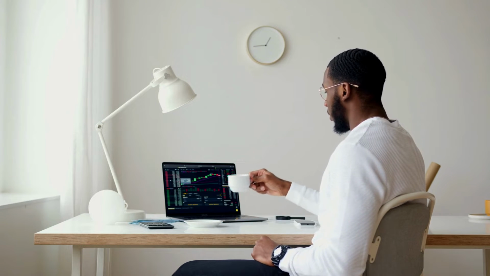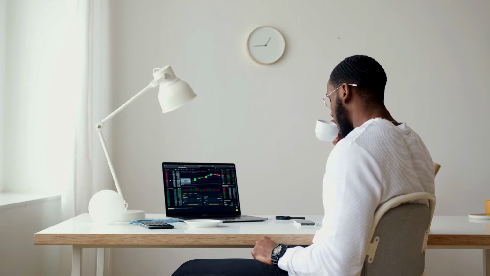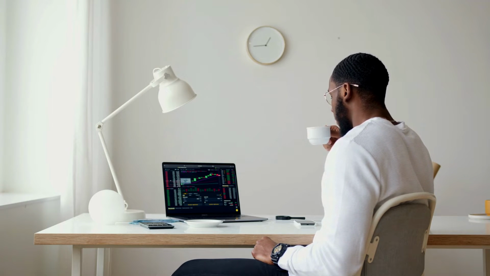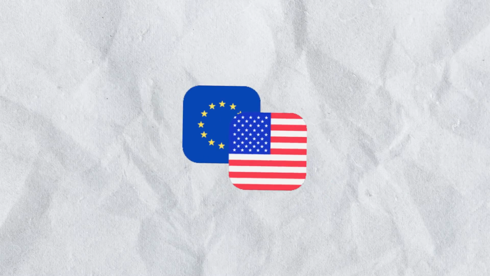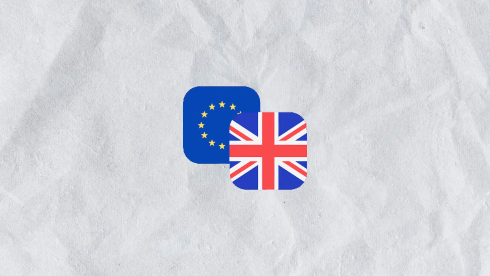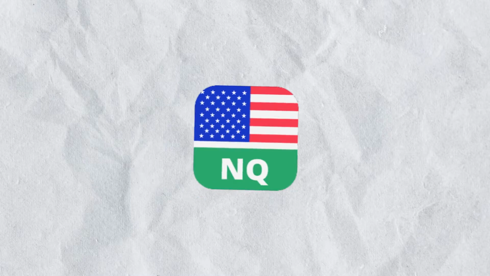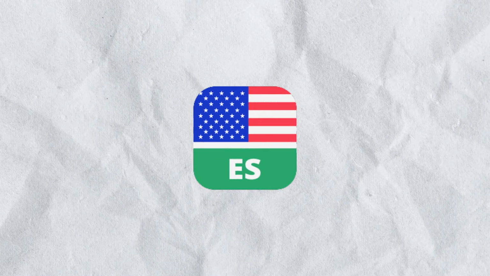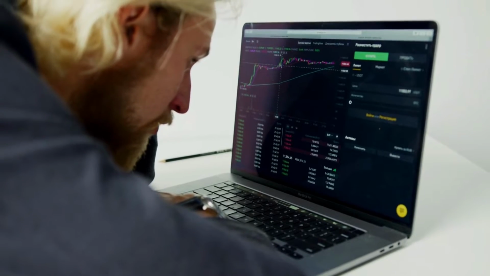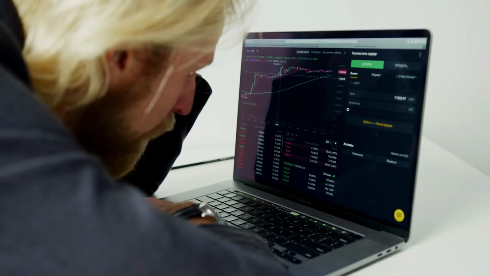Before looking at some chart examples, let's discuss the best pairs where I have personally seen this setup occur most often, which are EUR/USD, EUR/GBP, USD/CAD, Nasdaq 100, and S&P 500. You can backtest these pairs for yourself and find out which one works best for you.